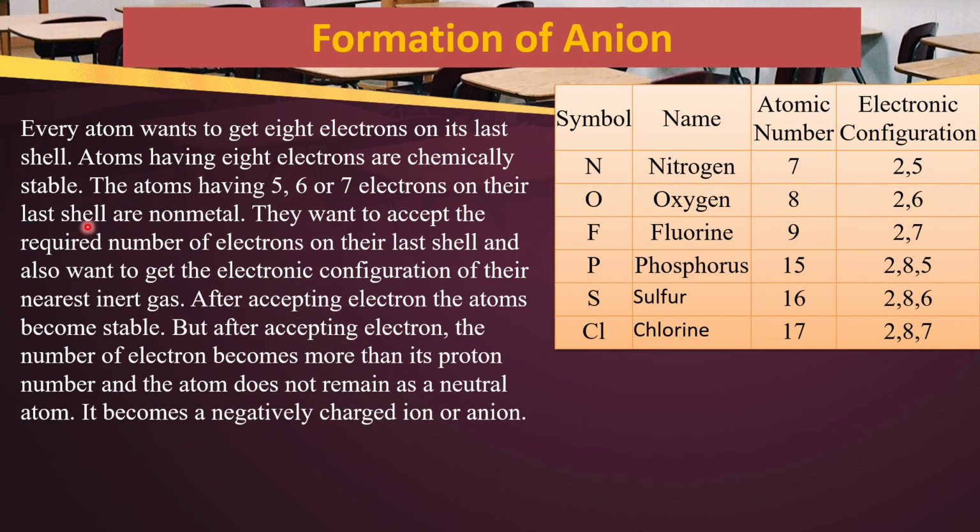Atoms having 8 electrons are chemically stable. The atoms having 5, 6 or 7 electrons on their last shell are non-metals. They want to accept the required number of electrons on their last shell and also want to get the electronic configuration of their nearest inert gas. After accepting electrons, the atoms become stable, but the number of electrons becomes more than the proton number, and the atom does not remain a neutral atom. It becomes a negatively charged ion or anion. From any non-metal, you can write the formation of anion.